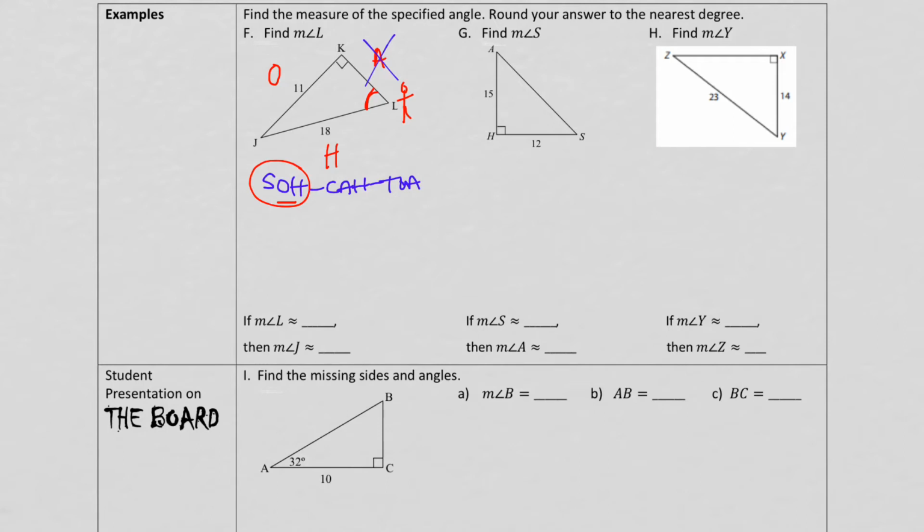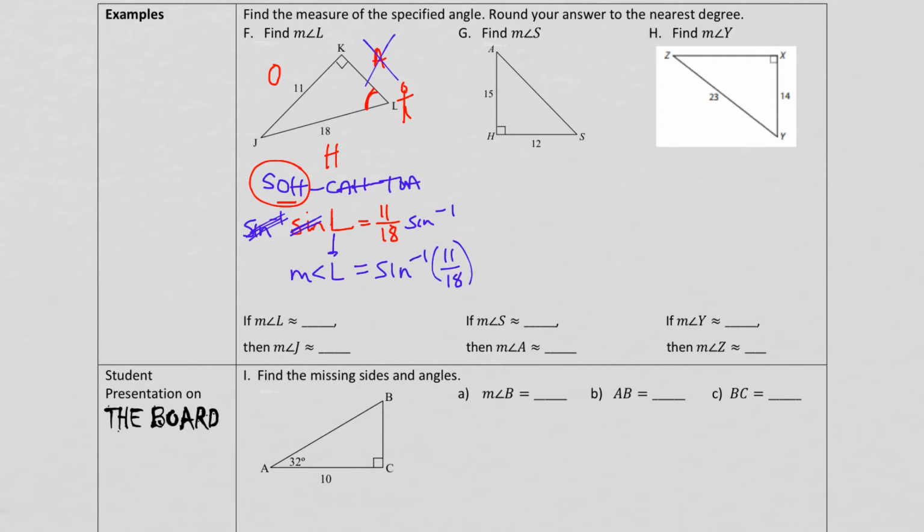So I'm going to write now sine of angle L, which is the angle that I chose, equals opposite, which is 11, over hypotenuse. And so now I've created an equation where I can solve for the measure of angle L. So here I need to cancel the sine, so I'm going to use the inverse of sine on both sides. Inverse of sine and sine cancel. The measure of angle L is isolated, and I'm left with inverse sine of 11 over 18.